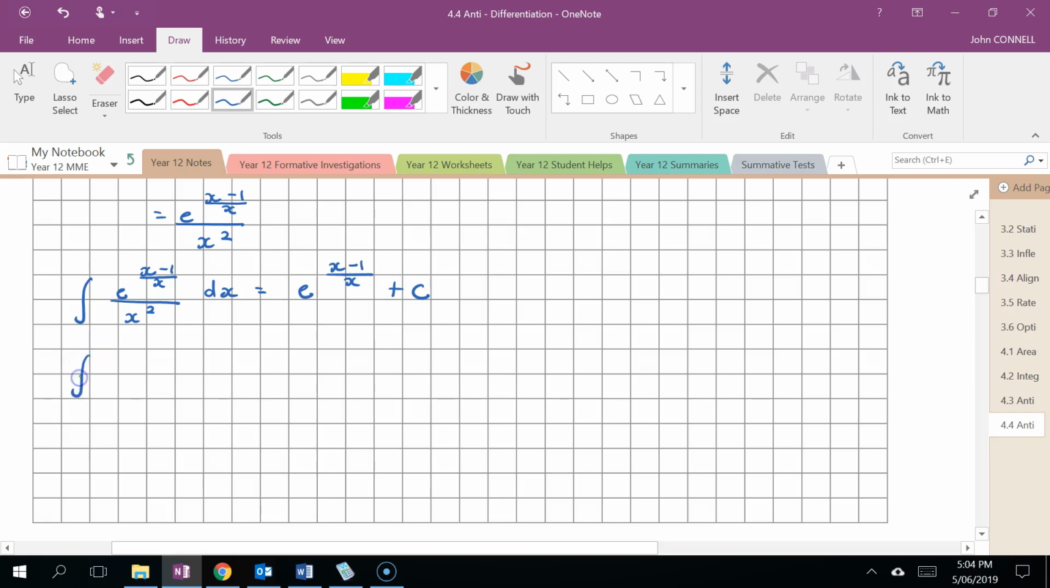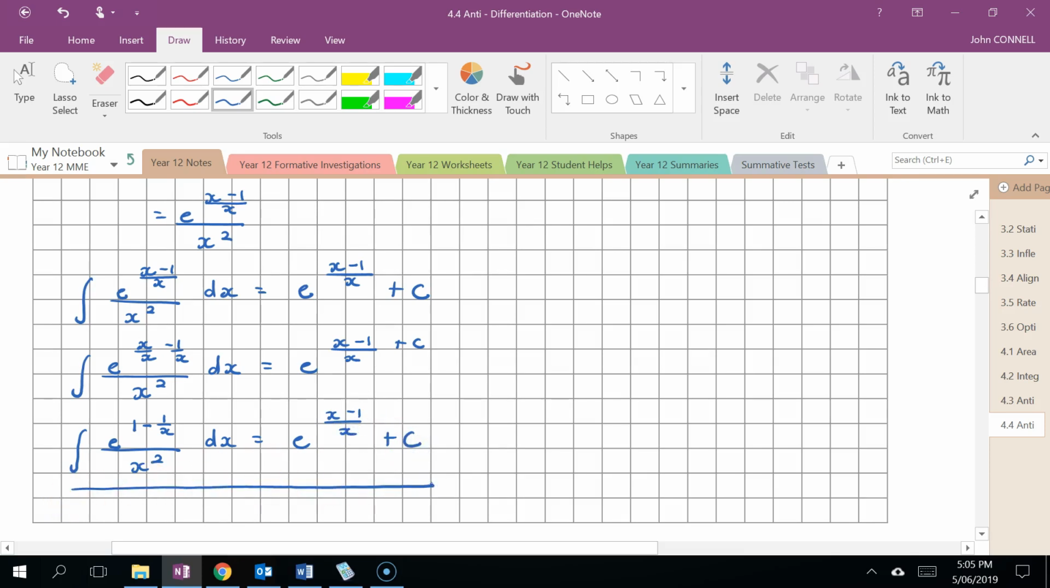So if you stare at that power closely, I can write that as x on x minus 1 on x. And that's going to give me what I want. Because if I then simplify that, x on x is just 1, so the integral of e to the power of 1 minus 1 on x, all over x squared, dx is e to the power of x minus 1 on x plus c. And so that's my final answer.